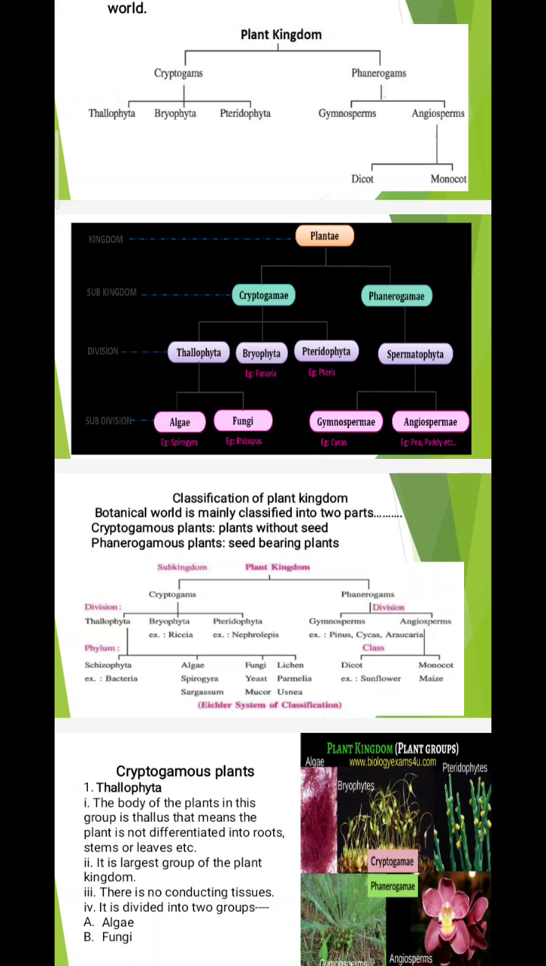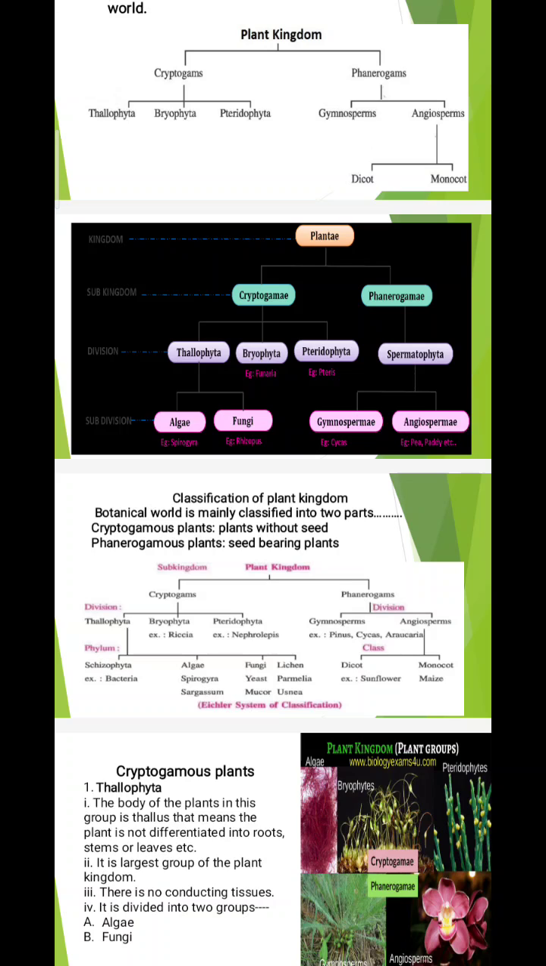The example of Gymnosperm is the cycas plant, and Angiosperm means the flowering plants. So pea plants, then paddy, etc. are included in the Angiosperm. So in your syllabus, in your first semester, two divisions are included, Thallophyta and Bryophyta. So today we focus on these two divisions, that is Thallophyta and Bryophyta.